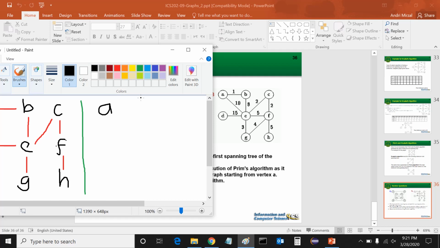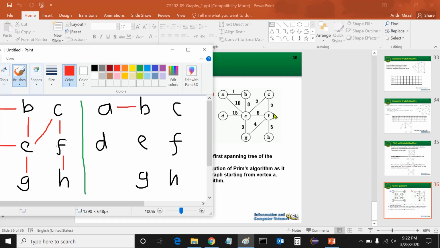A, B, C, D, E, F, G, and H. Okay, as you can see there are many edges. The one with the minimum cost is from A to B. So we take this as the first edge and draw it into our graph.